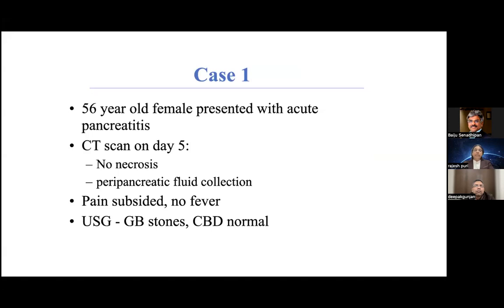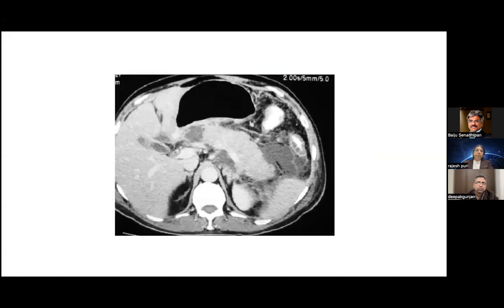So this is case number 1. A 56-year-old female who presented with acute pancreatitis. A CT scan was done on day 5. The CT scan shows no necrosis, there was peripancreatic fluid collection. The patient's pain subsided, there was no fever. An ultrasound shows gallbladder stone and the CBD was normal.